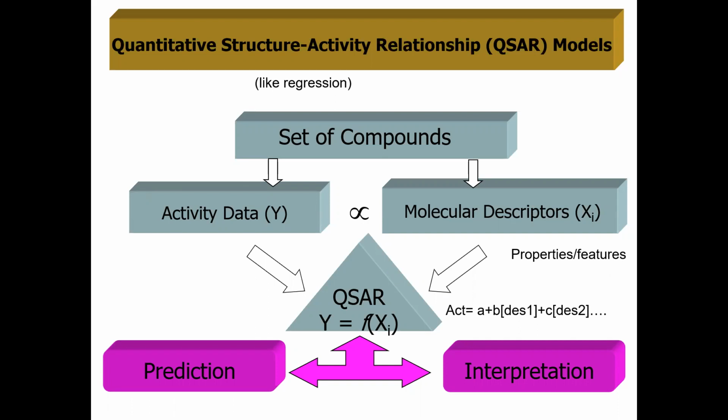Now, what is the use of this? The use is, suppose I have a new molecule. I am designing a new molecule on the computer screen as a medicinal chemist. And before going to lab, you want to know whether that molecule will have good activity or bad activity. So I can calculate the descriptors for that molecule, substitute in the equation, and I can predict what will be the activity of that molecule.